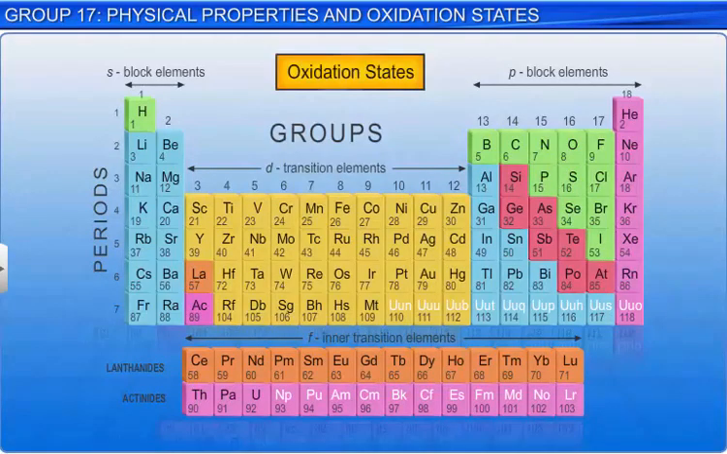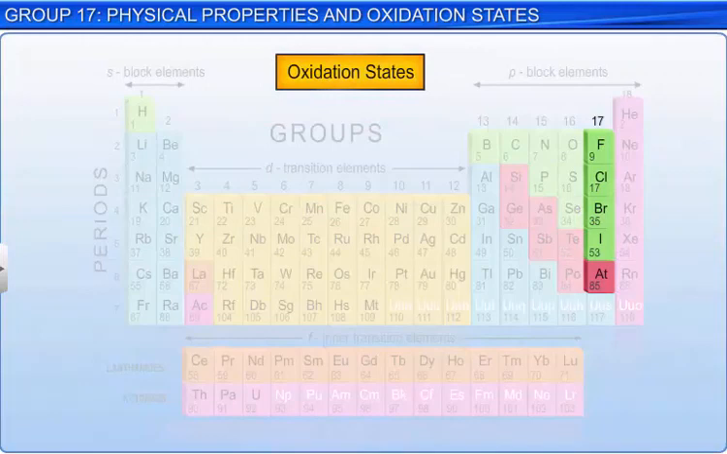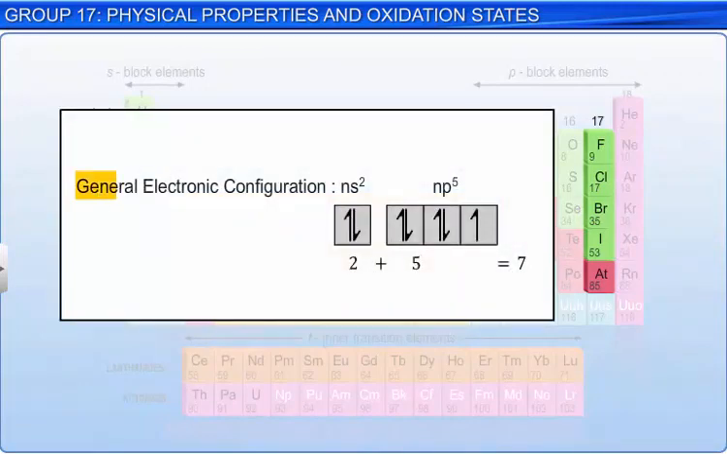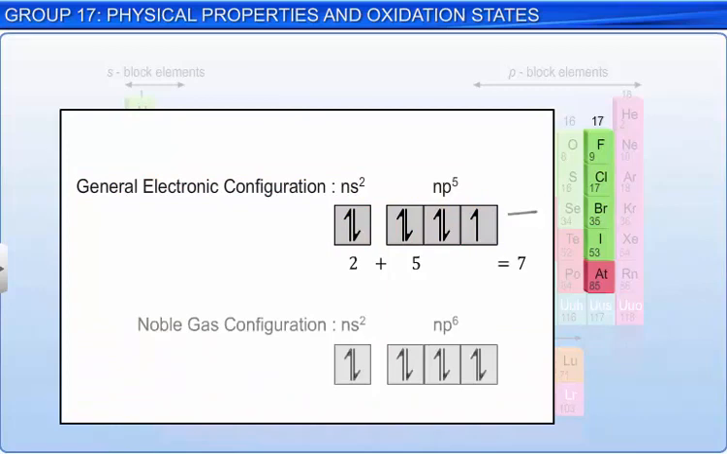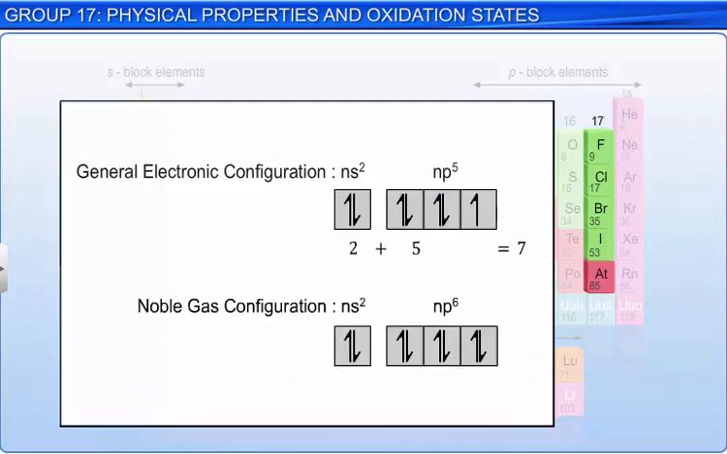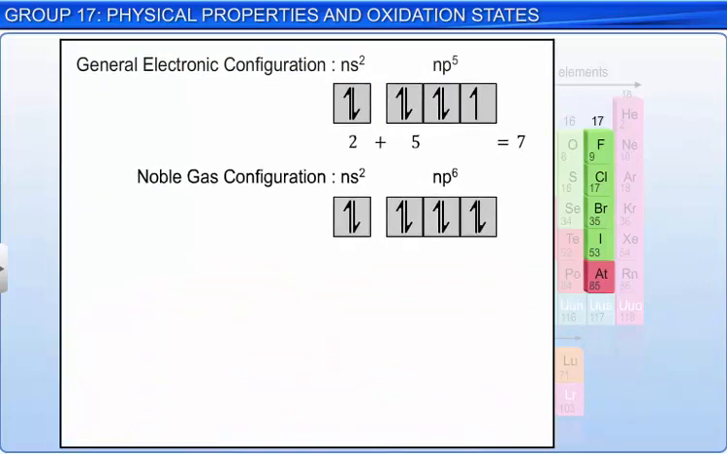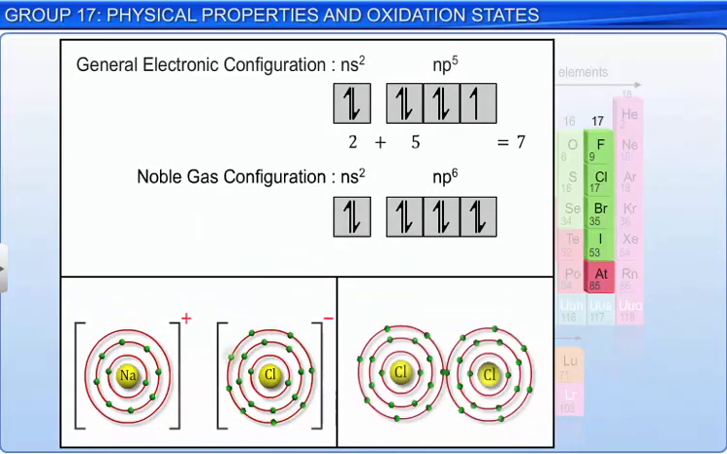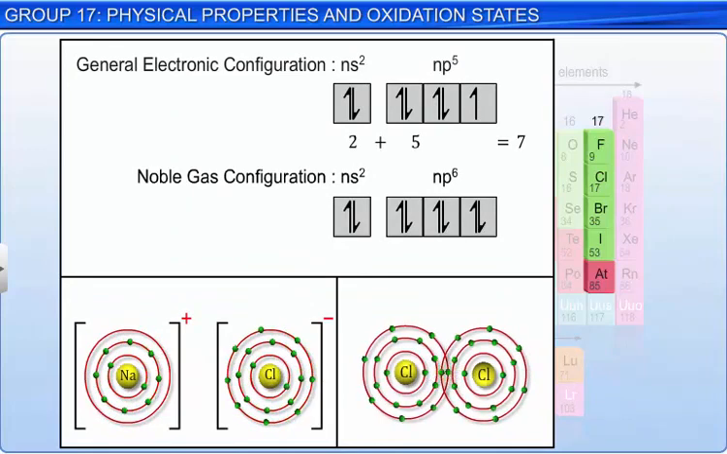Now let us discuss the oxidation states of group 17 elements. You know that the general electronic configuration of group 17 elements is ns2np5. So they have 7 electrons in their valence shell. Hence, they need only 1 electron to complete their octet and attain noble gas configuration. The octet can be achieved either by gaining 1 electron or by sharing 1 electron. As a result, the common negative oxidation state of these elements is -1.